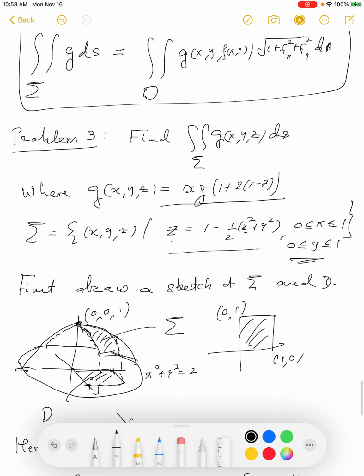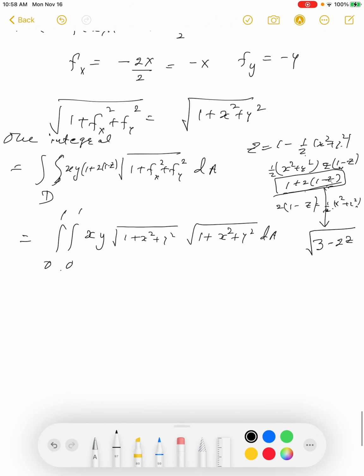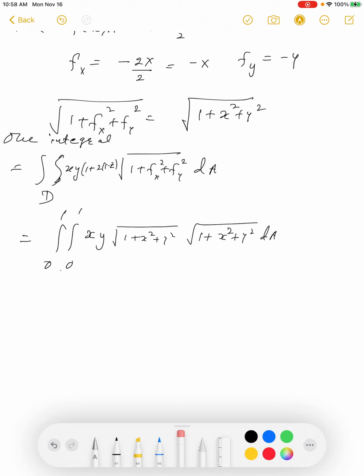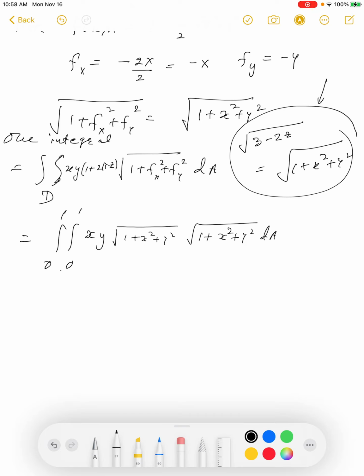So let's change this problem to, so this is how you design problems, square root of 3 minus 2z. So if I take square root of 3 minus 2z, you can check that square root of 3 minus 2z will simply be root 1 plus x square plus y square. Check this. But then our integration will be much easier because our radical signs will go away.